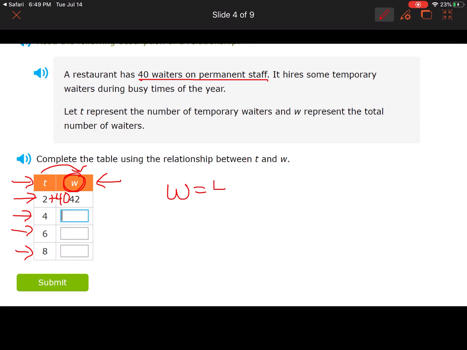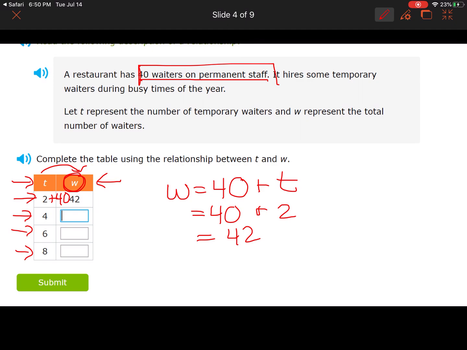So what's happening is we're taking 40, the amount of staff we have starting, so our permanent staff, and we're adding on an additional temporary staff number. So in that example, we replaced T with 2, and that got us that 42. For the next one, we would have the 40 people we start with, plus however many temporary staff members we get. According to this, we have 4, so we would do 40 plus 4, which would give you 44.